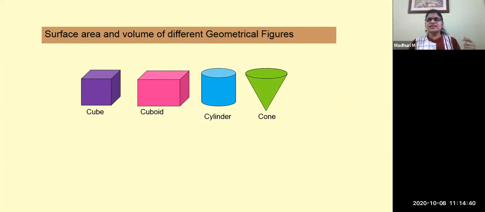Now, what shapes we will be looking at in this chapter? So basic shapes we will be taking up, that is a cube, a cuboid, cylinder, and a cone. Now think of, where do we see these shapes in real life? A cube. Where do you see a cube? Just check, I have a sample over here. That is a cube, right? And a cuboid. So this is a sample of cuboid.